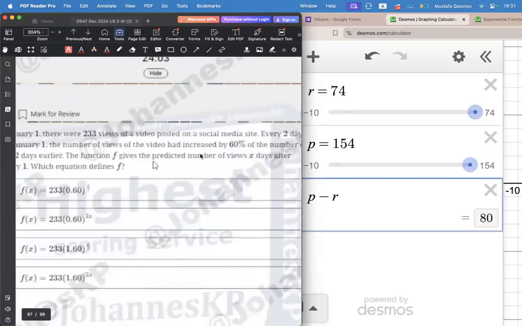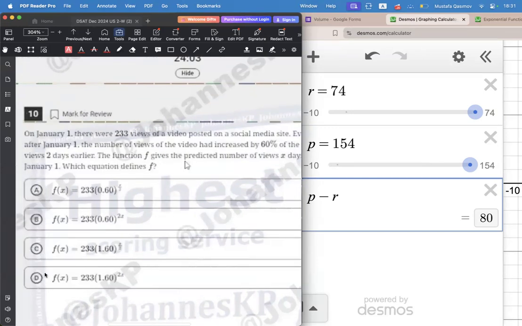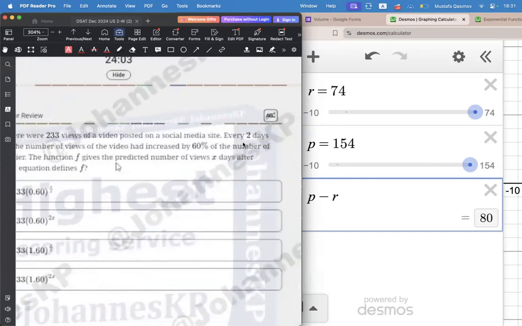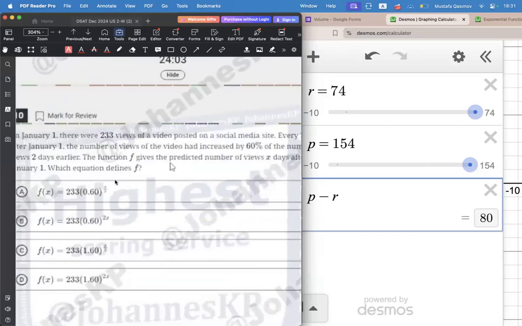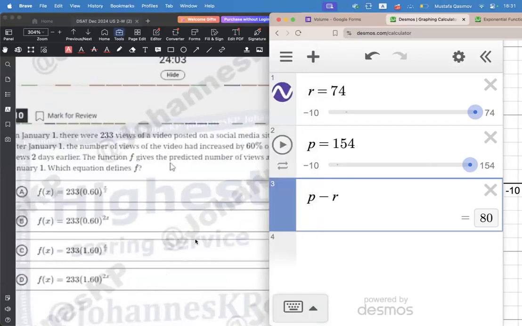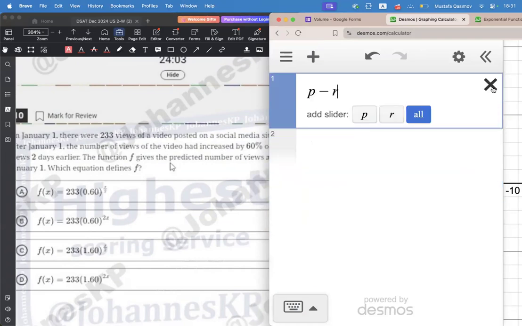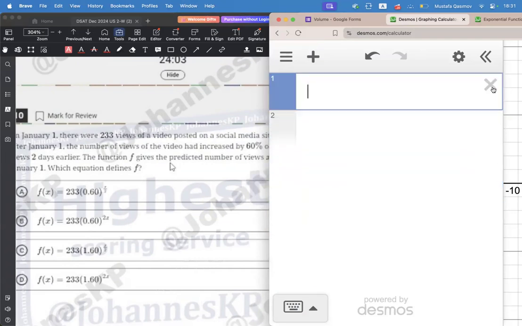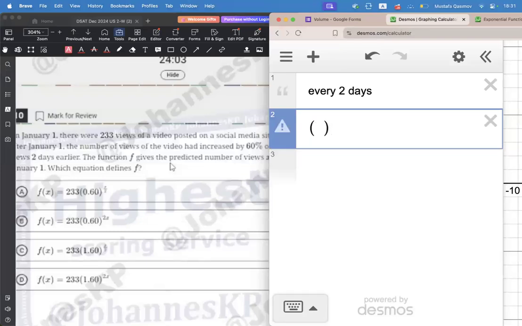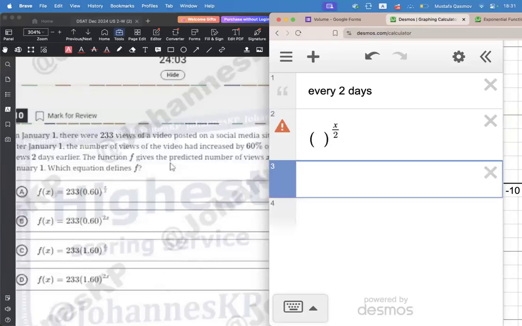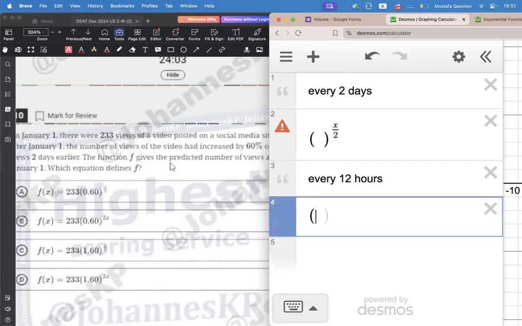Let's look at this one. Increase it by 60%. Increase by 60% means that it is 1.6, like C and D. And because we say every 2 days and X represents the number of days, here it will be X over 2, the answer is C. If it says every 12 hours, then it will be D. Every 2 days means like that. And every 12 hours means like that.